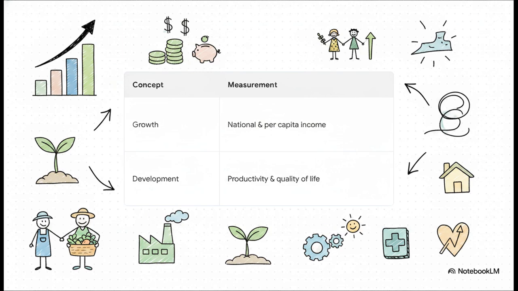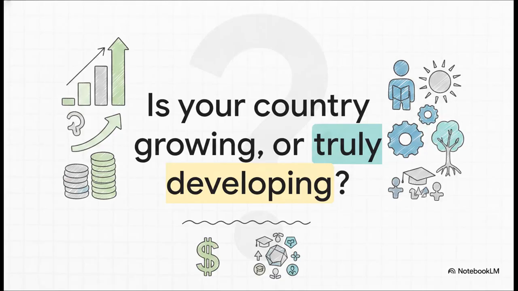For economic growth, the metrics are pretty much exactly what you'd expect. National income and per capita income, just checking the receipts. But to measure development, the scorecard completely shifts. We're looking at agricultural productivity, industrial productivity, and the overarching quality of human life. It's basically the difference between checking your bank statement and going to the doctor for a full-body health and capability checkup.